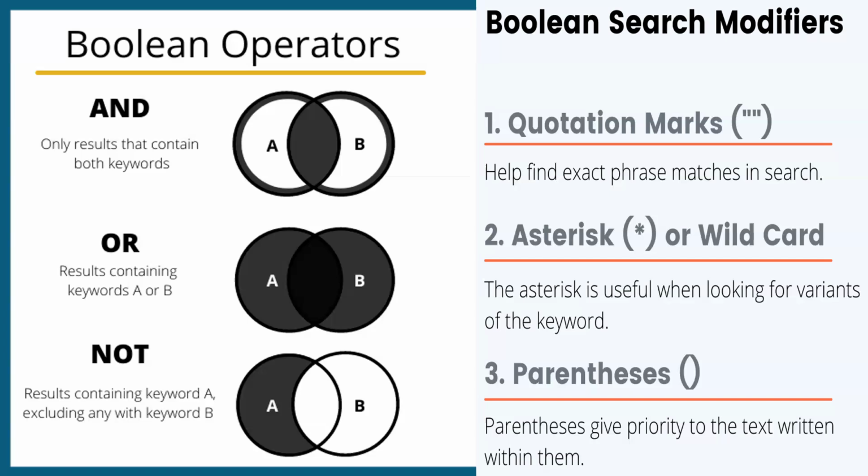And parenthesis means if you keep something inside the parenthesis, that will give you more priority. That will prioritize those articles. So these are the Boolean operators and modifiers you need to understand if you search any article.